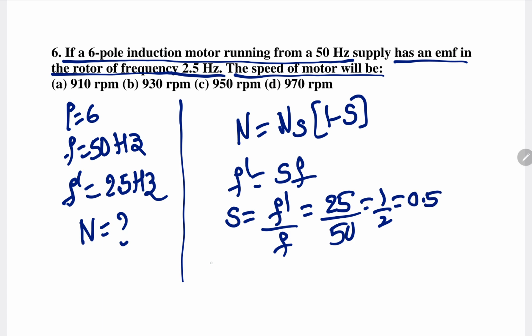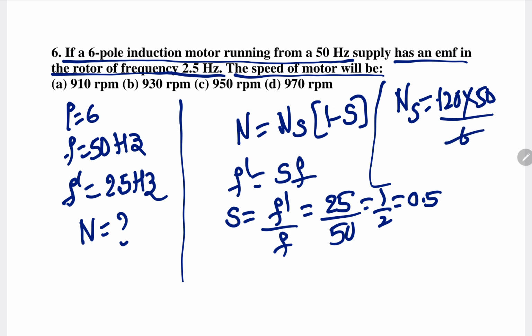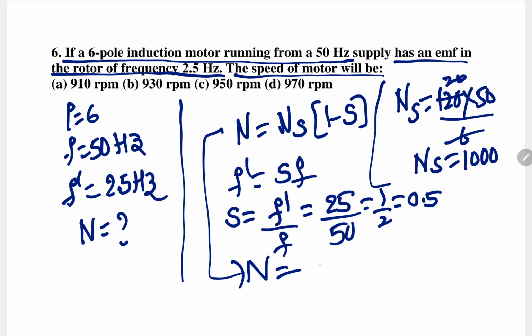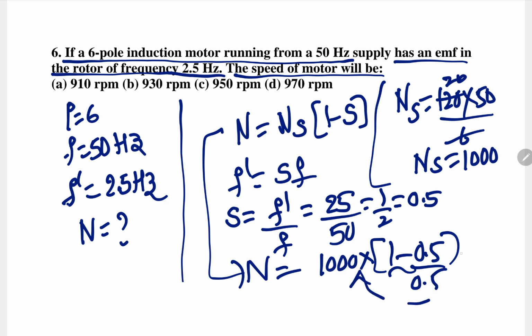So next, Ns value we have to calculate. Ns is equal to 120 into F, that is 50, by P, 6. So Ns is equal to 1000. So N from this formula, N is equal to Ns 1000 into 1 minus 0.5. This becomes 0.5. So half of 1000, that is equal to 500. Sorry, somewhere we have made a mistake. Let us cross check it.